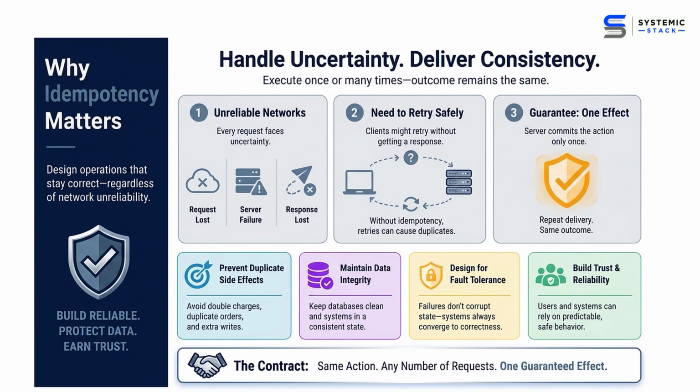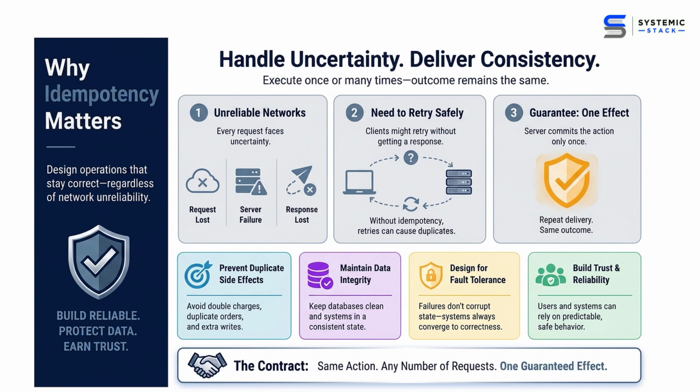When we talk about building reliable distributed systems, we're really talking about how we handle uncertainty. Think about it. Every time a client sends a request over the network, there are three possible outcomes. The request could fail to reach the server, the server could crash while processing it, or the response could get lost on the way back. Without idempotency, a client wouldn't know if it's safe to retry that request. This is why mastering this pattern is such a massive deal in modern API design.